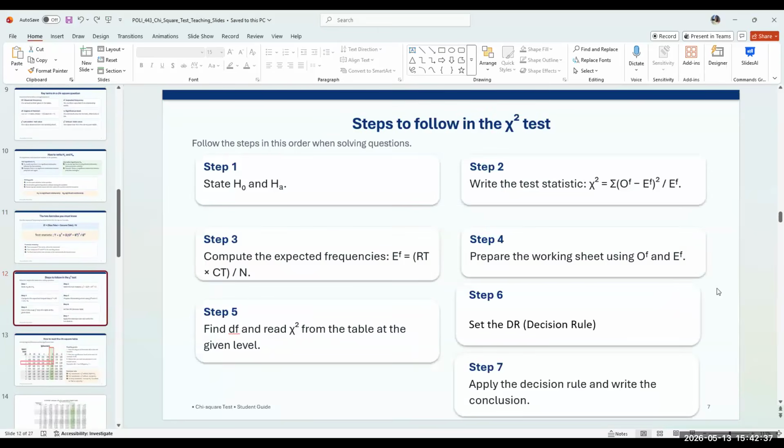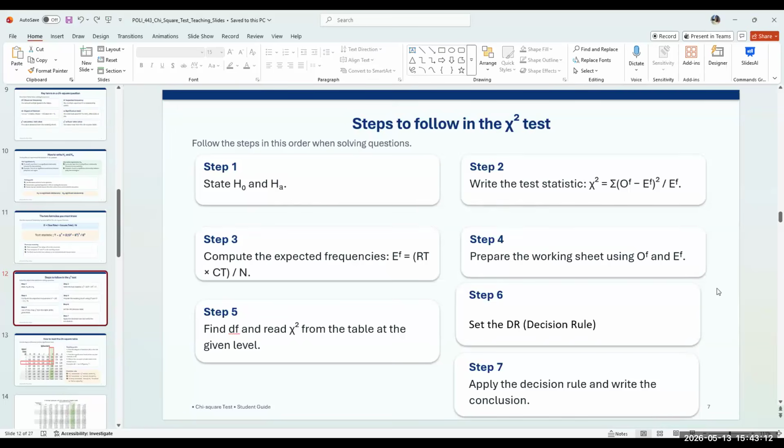Then we looked at the steps involved. Step 1, you state your HO and the HA, which we did. Step 2, you write the test statistics you're going to use in solving, which we did. Step 3, compute the expected frequency, which we did. Step 4, prepare the working sheet using OF and EF, which we did. Step 5, the degree of freedom that we read from the table, which we did. And then step 6, we set the decision rule. That means we just wrote what the decision rule is. We didn't solve anything in step 6.